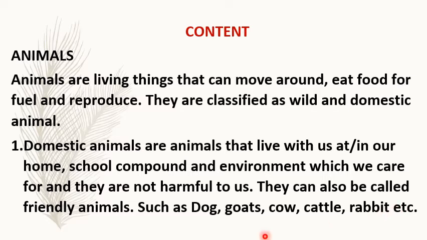Hello children. Can you tell me what we said about domestic animals again? Good. Domestic animals are animals that live with us in our homes, in our school compound, and the surrounding, which we care for, and are not harmful to us. Can you tell me some of these animals we mentioned? Good. They are dog, goats, cow, cattle, rabbits. And remember, these animals are called friendly animals. Good. Now let's go to wild animals.